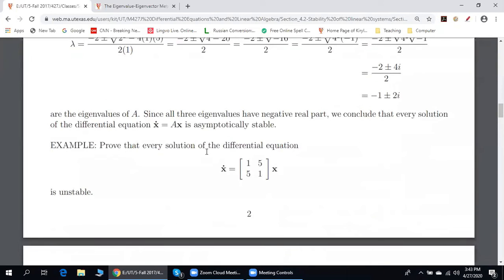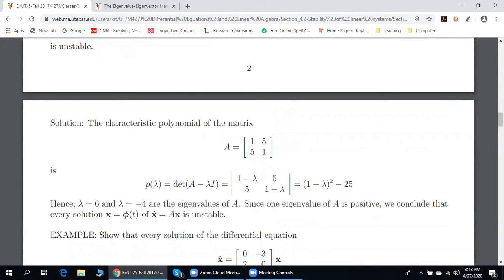However, in this example, we find the characteristic polynomial. Eigenvalues are 6 and -4. One of these eigenvalues has positive real part. Therefore, all solutions are unstable. Was that your question? Yes.